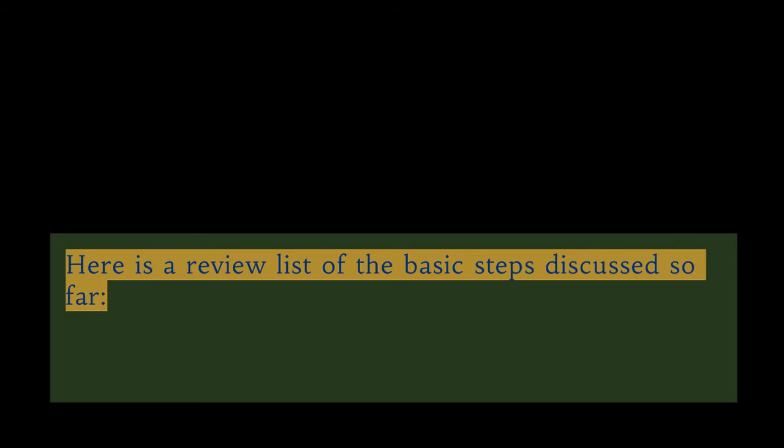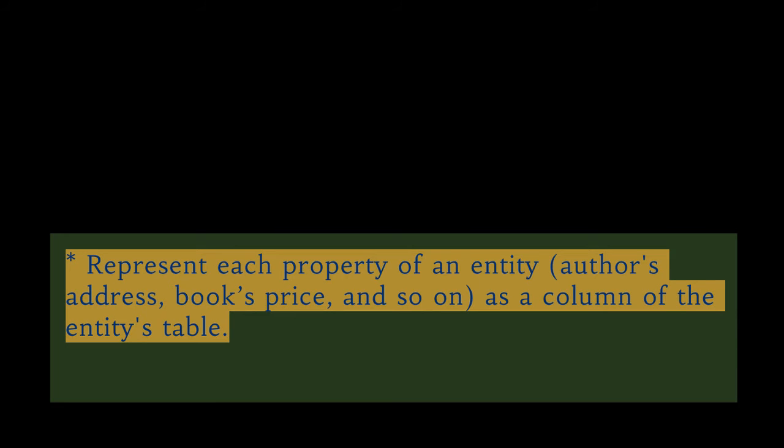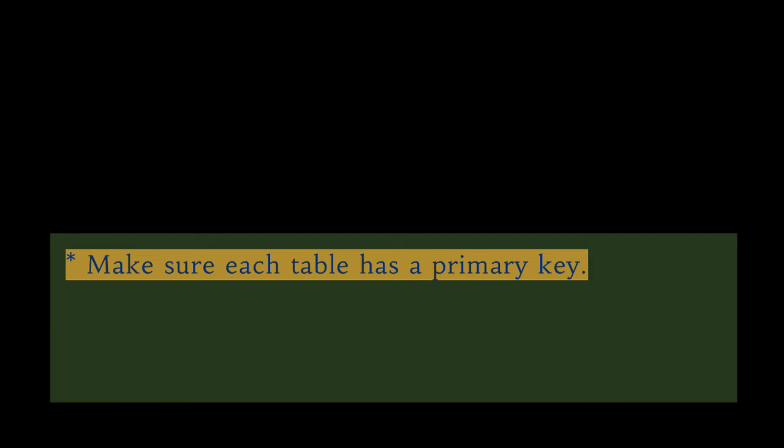The entity relationship approach summarized. Here is a review list of the basic steps discussed so far. Represent each independent entity, book, author, publisher, editor, employees, department, student, course, company, and so on, as a base table. Represent each property of an entity, author's address, book's price, and so on, as a column of the entity's table. Make sure each table has a primary key.